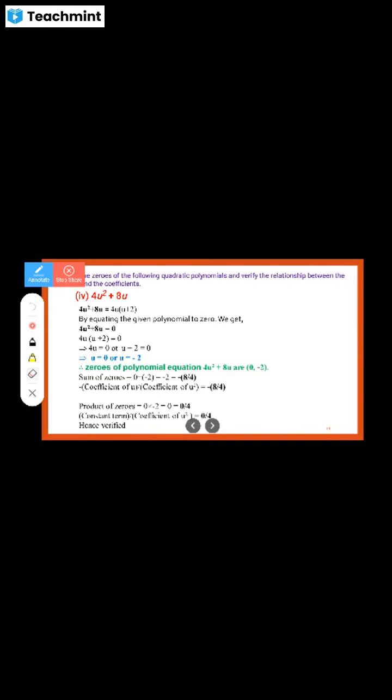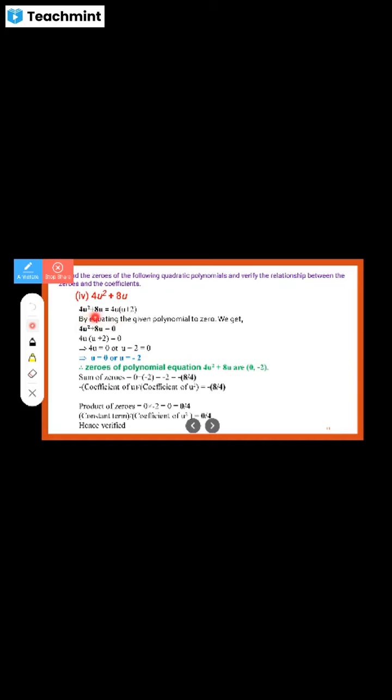So the next question was: find the zeros of the quadratic polynomials and verify the relationship between the zeros and the coefficients. So this is the same. You can solve it yourself. Just take a screenshot.